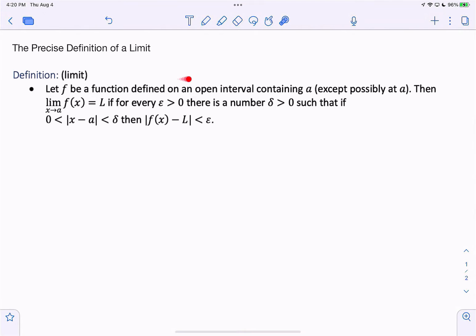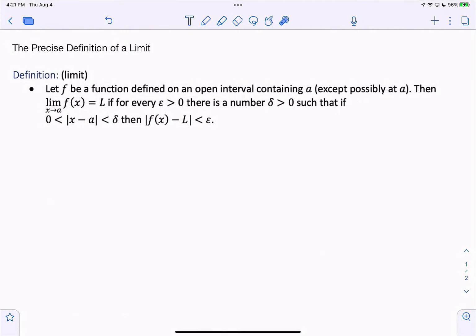Let f be a function defined on an open interval containing a, except possibly at a. Then, the limit as x approaches a of f of x is equal to L if for every positive number epsilon, there's a positive number delta, such that if the absolute value of x minus a is between 0 and delta, then the absolute value of f of x minus L is less than epsilon.